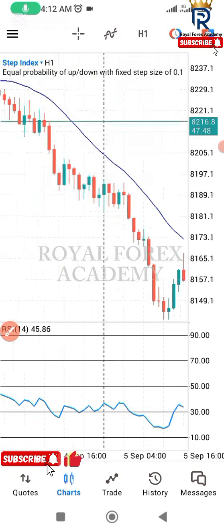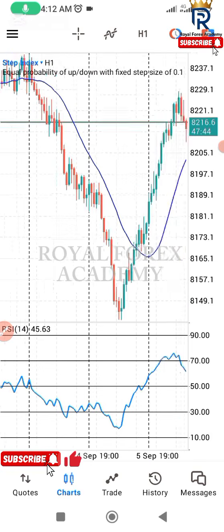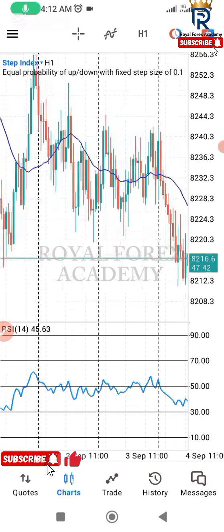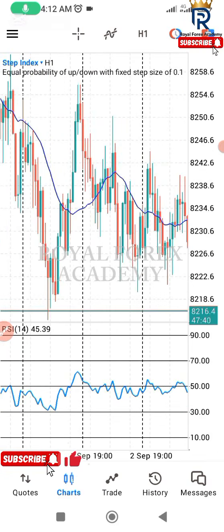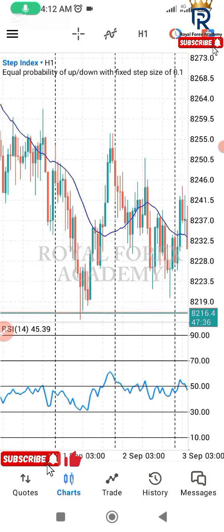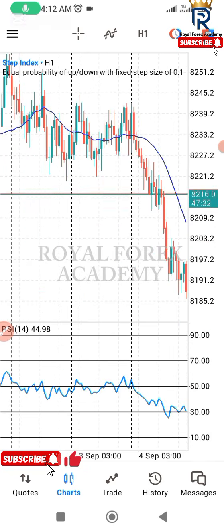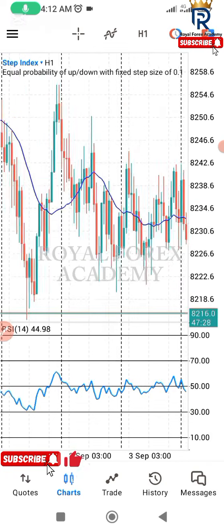So we are now using what? We are using our moving average. Wait for price to pull back to retest the moving average first before you make your trade entry. So please pay attention to that. Price must close below it.